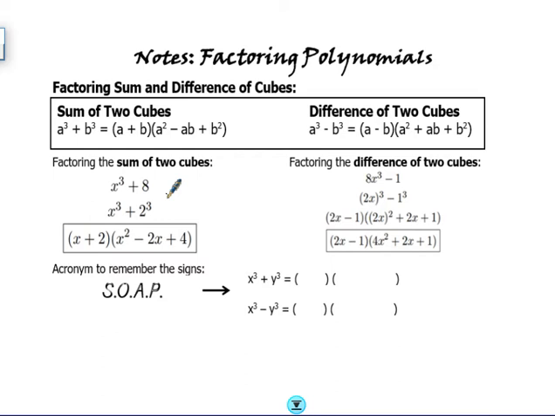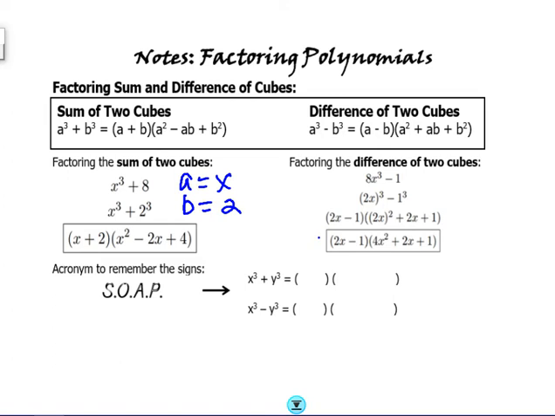Alright, look at when we were factoring the sum of two cubes. Of course, the two terms have to be perfect cubes. So our first term, the cube root of x to the third, is x. So our a term is x. And the cube root of 8 is 2. So we're going to add them. Our binomial is going to be x plus 2. And then our trinomial, we're going to square the a, multiply and take the opposite.